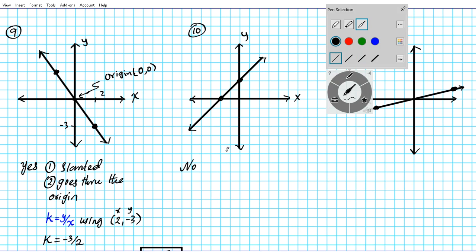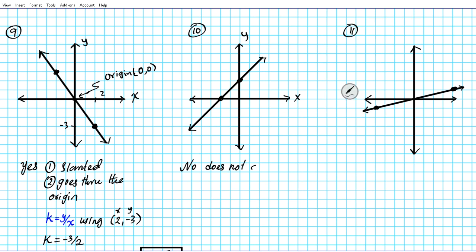Well, because it doesn't go through the origin. It misses the origin. It satisfies the first condition, which is slanted, but the second condition, going through the origin, is not satisfied. Okay, it does not go through the origin, so it's not a direct variation, hence we do not need to find the constant of variation.